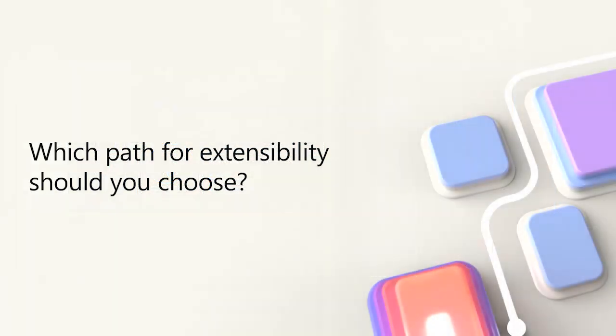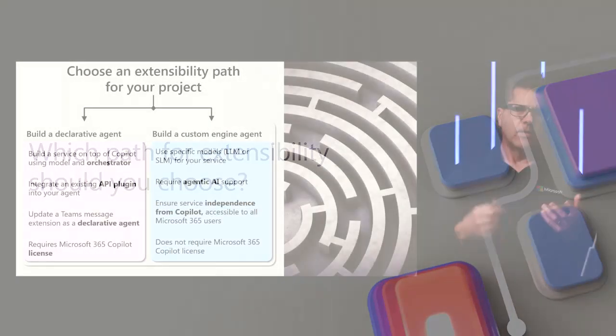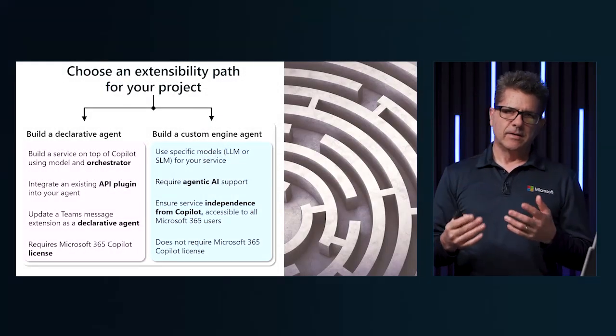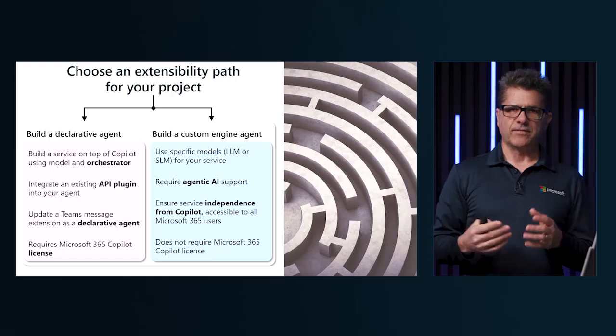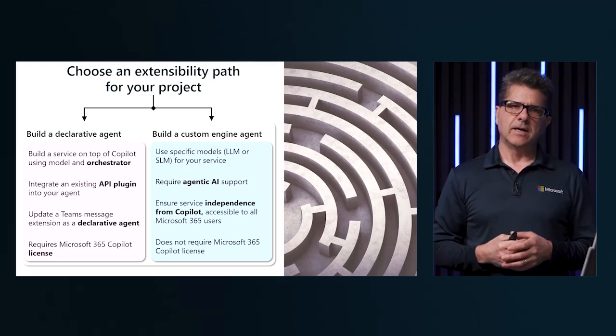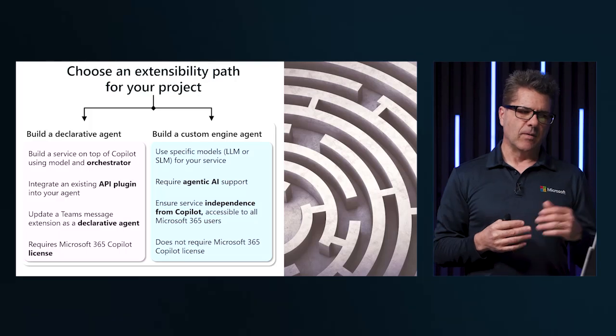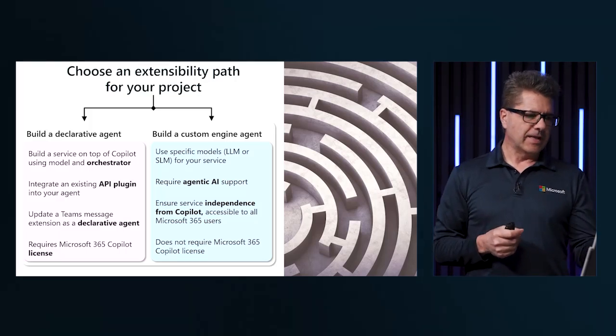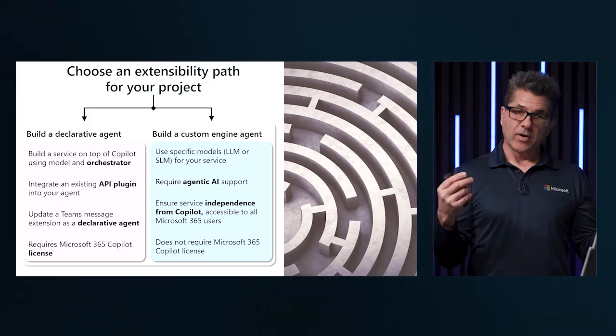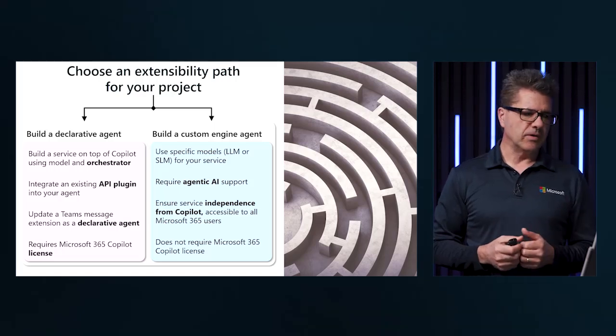So now that we see from this architecture, let's take a look at which path we are going to choose for this extensibility. Deciding whether to extend Microsoft 365 Copilot or to build custom agents is going to be a very important aspect. If I want to build a declarative agent, I can see that I'm going to leverage the orchestrator. We just saw what the orchestrator is.